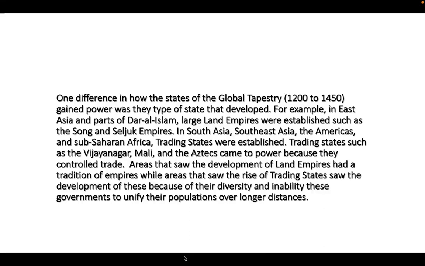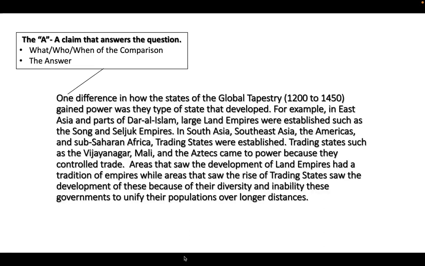Areas that saw the development of land empires had a tradition of empires, while areas that saw the rise of trading states saw the development of these because of their diversity and inability of these governments to unify their populations over long distances. So this is a little bit different animal. The A statement really remains the same: the what, who, when of the comparison, and also the answer. So you've got the word difference, and you're saying that they're different in the type of state.